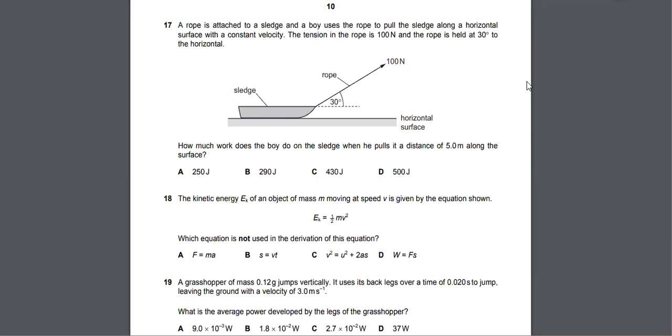Question 17, so this is all work, energy, and power. Question 17 reads, a rope is attached to a sledge, and a boy uses the rope to pull the sledge along a horizontal surface with constant velocity. The tension in the rope is 100 newtons, and the rope is held at 30 degrees to the horizontal. How much work does the boy do on the sledge when he pulls it a distance of 5 meters along the surface?